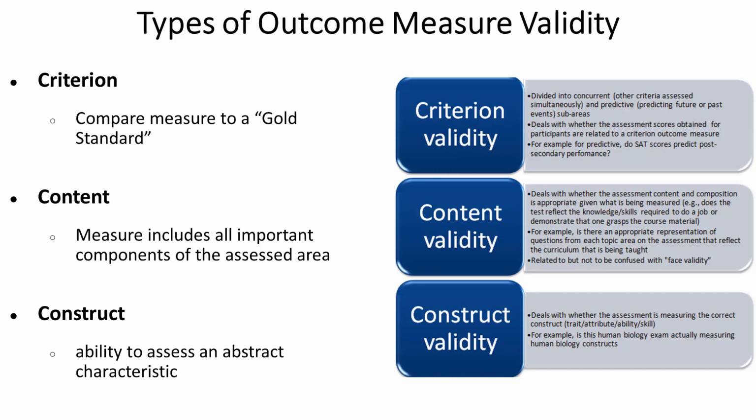Construct validity is the ability of the outcome measure to assess an abstract characteristic. In other words, they're looking at different traits, attributes, or skills of an individual. Is the outcome measure capable of doing that specifically, or is it looking at something else? Another example of that would be the Berg balance test. It doesn't cover all kinds of balance, but it does a good job of assessing an individual's balance.